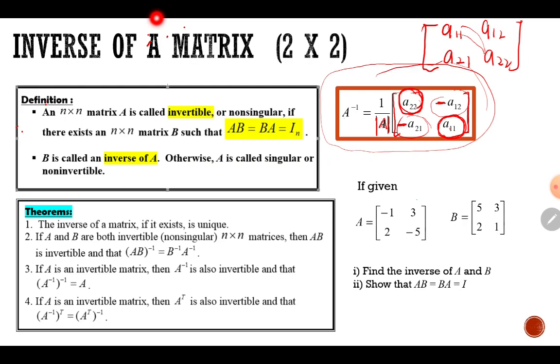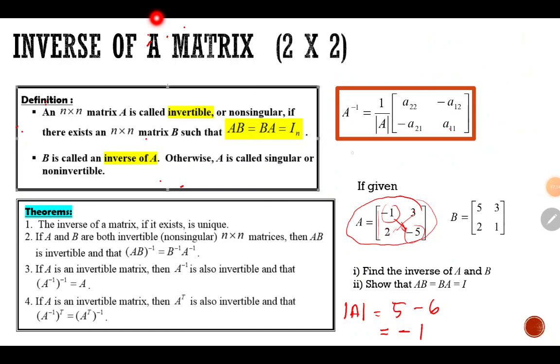Okay, so now let's say we have this one. We have a matrix A. Matrix A has the values negative 1, 3, 2, negative 5. To find its inverse, first we find its determinant. The determinant of A is easy to find, we just multiply crosswise. So negative 1 times negative 5 here, we get 5, and 2 times 3 is 6. So 5 minus 6, you get negative 1. Right? Okay, you get negative 1.